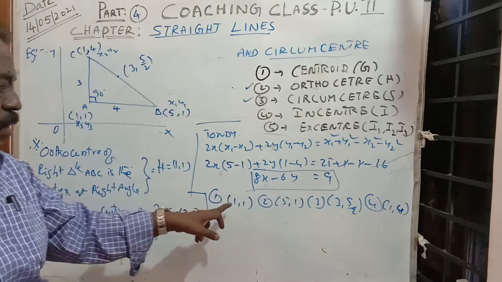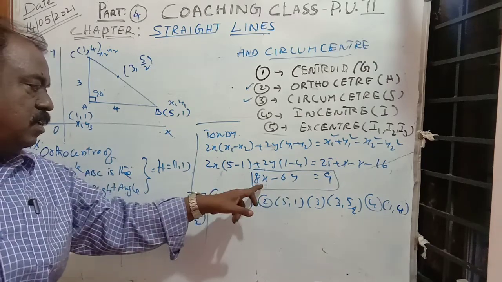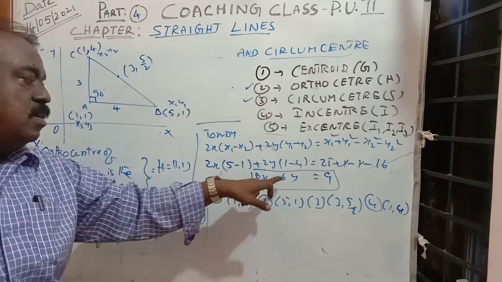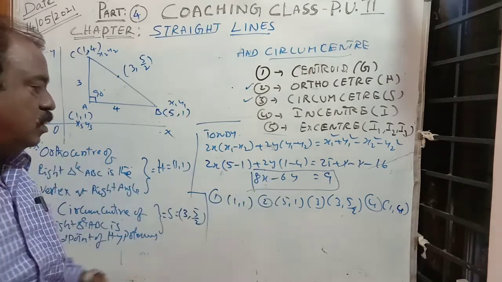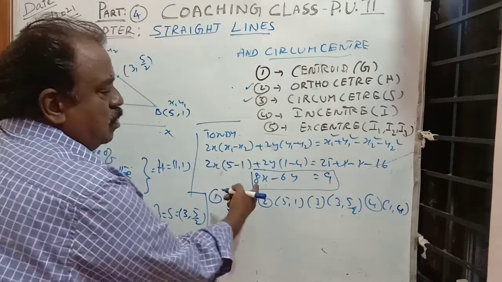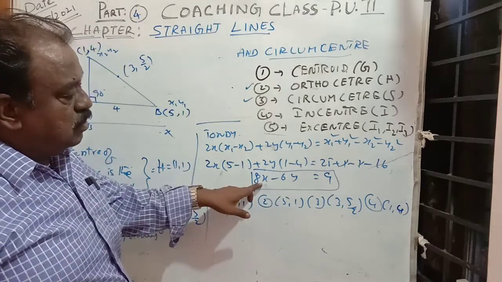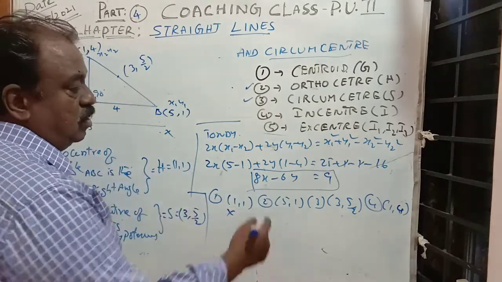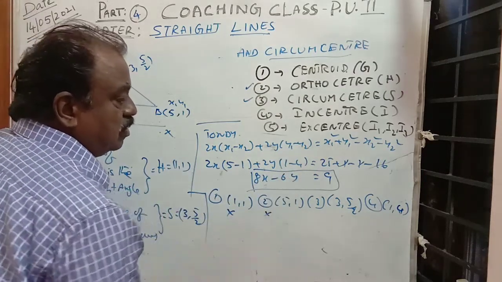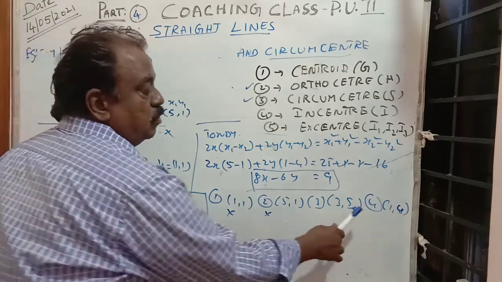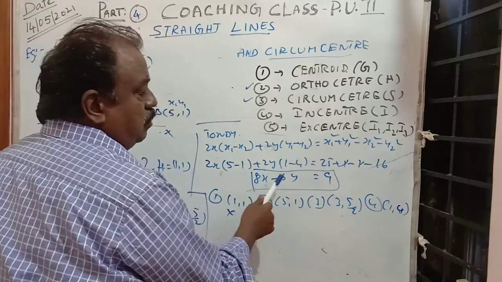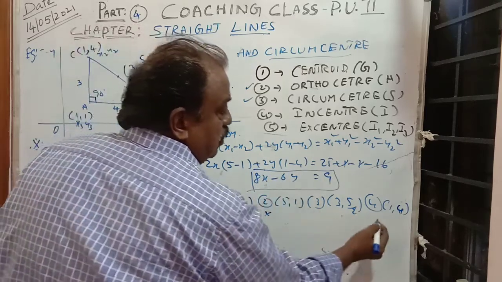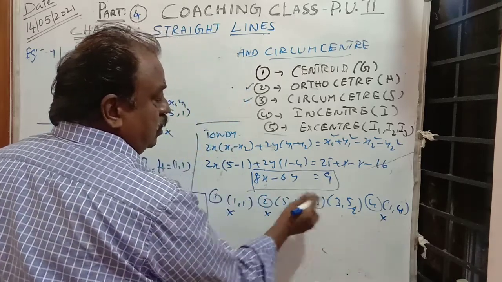You take, see, 1, 1. Can you satisfy this equation? 8 into 1, 8 minus 6 into 1, 6. 8 minus 6 is 2, not 9. So this is wrong. It is 5, 1. 8 into 5 is 40 minus 6 into 1 is 6. 40 minus 6 is 34, not 9. This is also not correct. We take the fourth one, it is 8 into 1, 8 minus 24. 8 minus 24 is minus 16. It is also wrong.